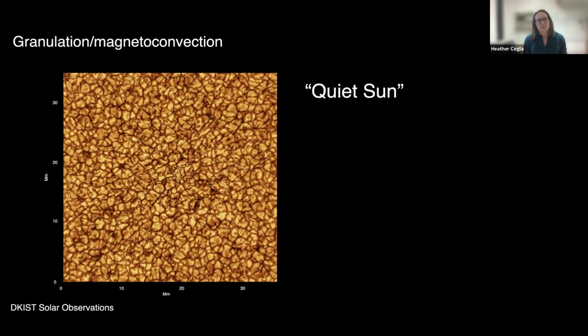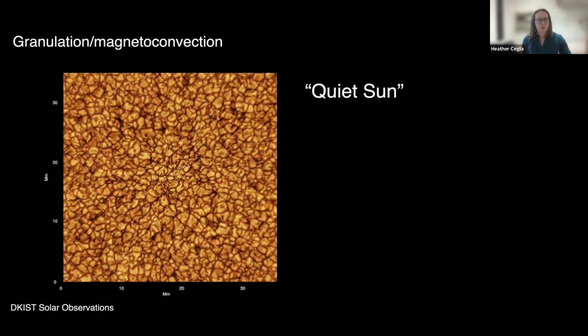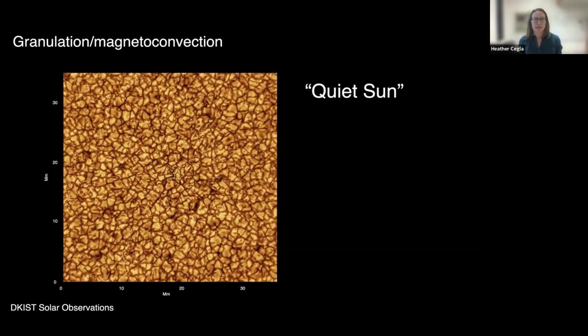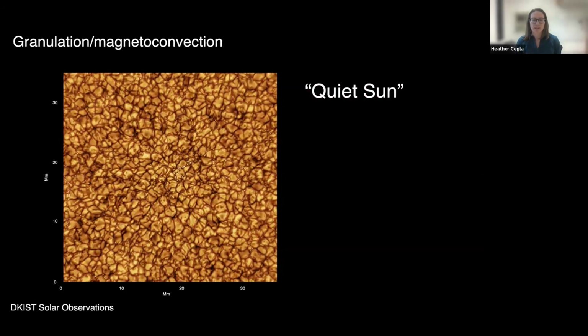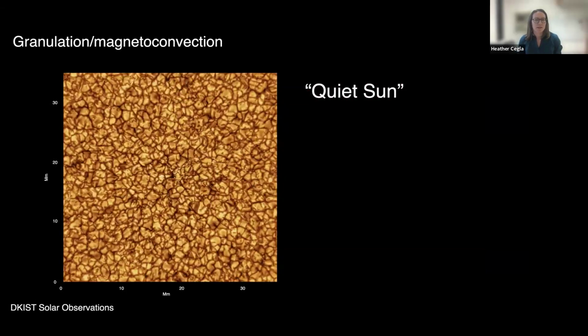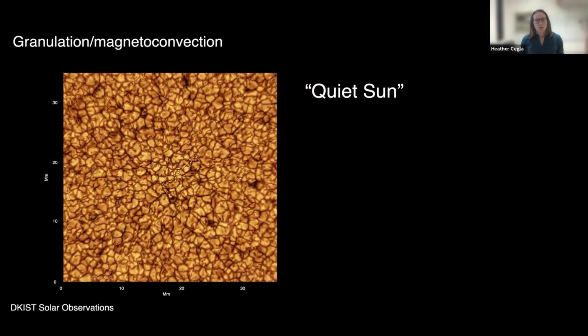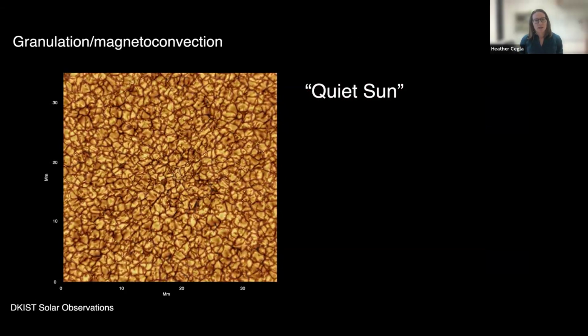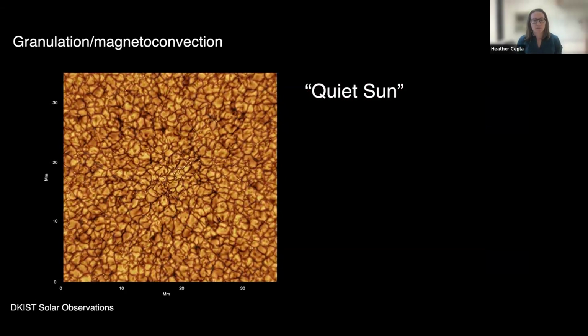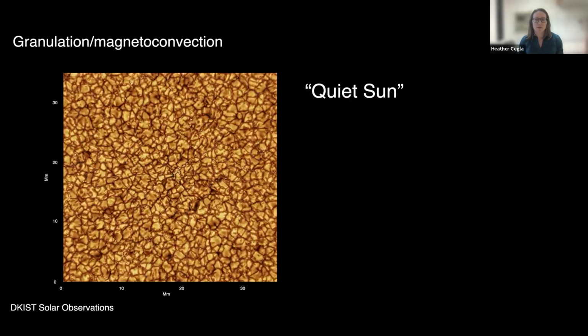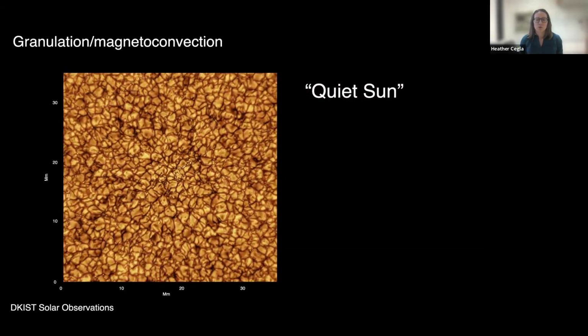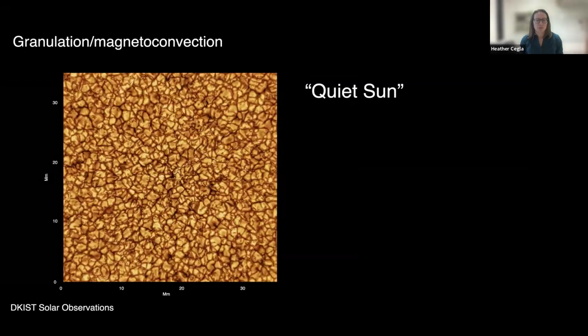So where does this come from? It's all driven essentially by convection and its interplay with the magnetic field. This is a nice set of observations from the DKIST Solar Telescope showing disk center of the sun, and the X and Y scale there is about 30 megameters. An individual granule is about a megameter, 1,000 kilometers across.